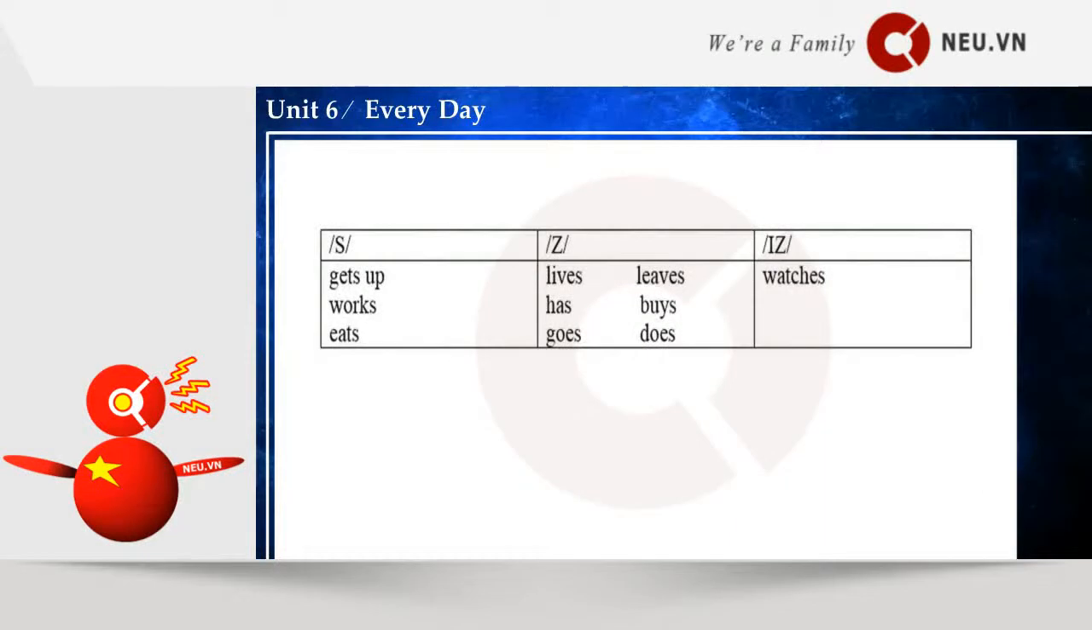Tape script 6.8. Pronunciation. S. Gets up. Works. Eats. Z. Lives, has, goes, leaves, buys, does, is. Watches.